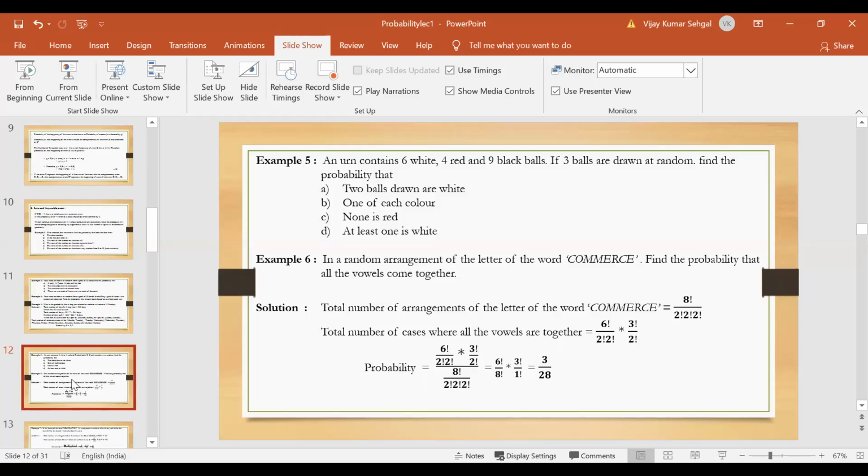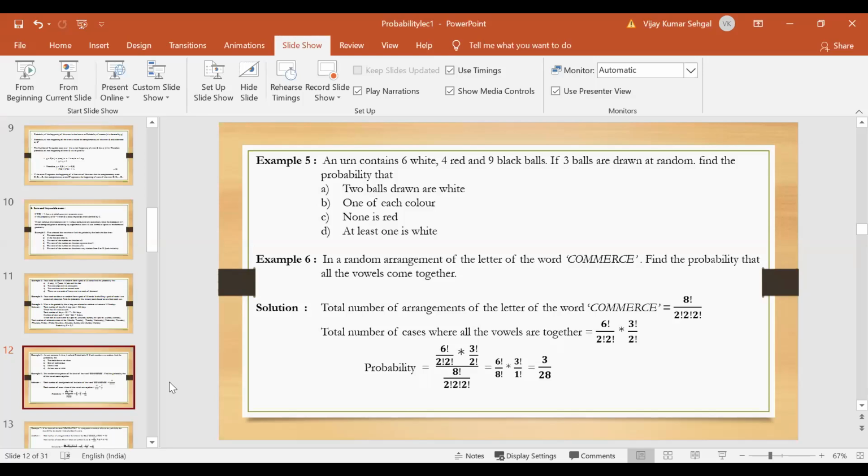Now the second example is example 6. In a random arrangement of the letters of the word COMMERCE, find the probability that all the vowels come together. Now it is a question of arrangements. When we have a question of arrangements, then we use permutation, and combinations we use when we draw balls from a box or cards from a pack of cards.